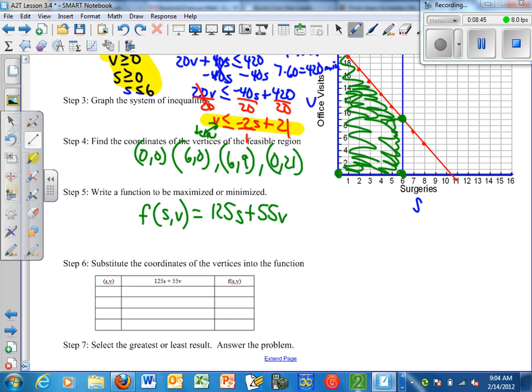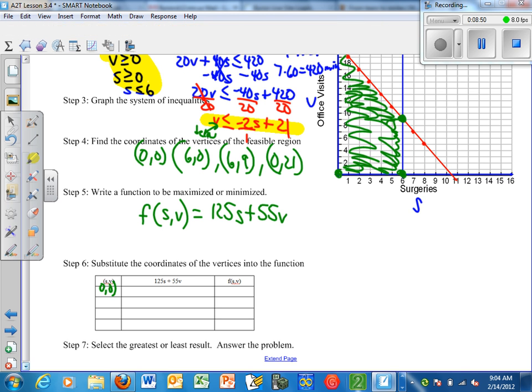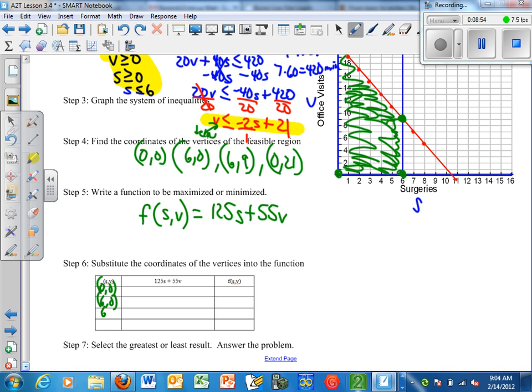If you notice, I have a table here, kind of like we did tables on the other one. So we're going to put these 4 in: 0, 0, 6, 0, 6, 9, and 0, 21. So there's our function in the middle. So here I have 125 times 0, plus 55 times 0. Obviously, if I don't do any office visits or any surgeries, I'm not going to bring in any income. So this is really the income here.